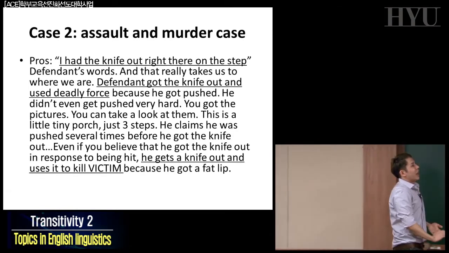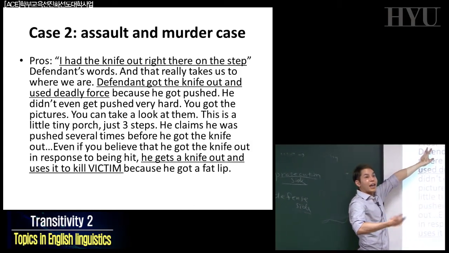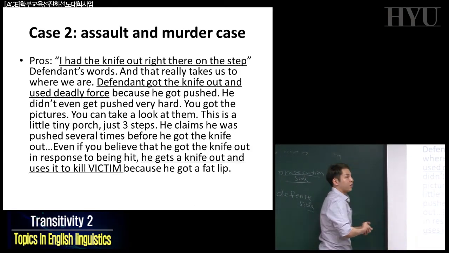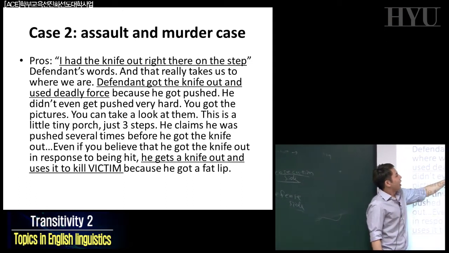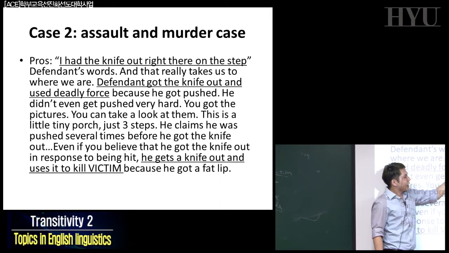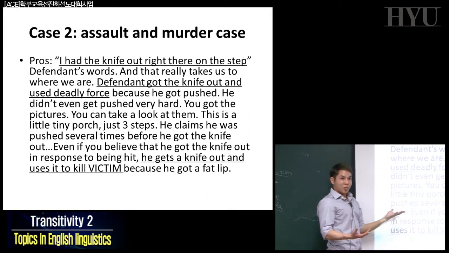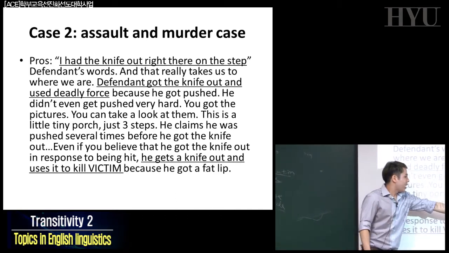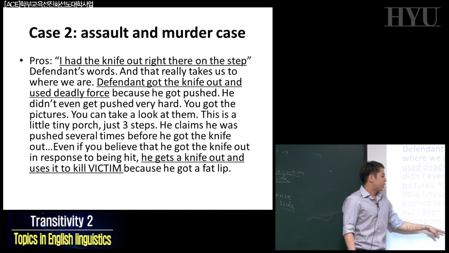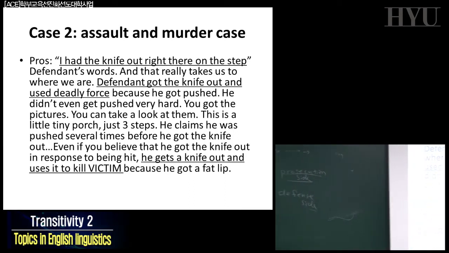Case 2, assault and murder case. The prosecution, again, to highlight the guilt of the defendant, right? I had the knife out right there on the step. The defendant, Mr. X, got the knife out and used deadly force. So material process, again, used deadly force, got the knife out, and he gets a knife out and uses it to kill Mr. Y. For example, you can see a lot of material processes going on.